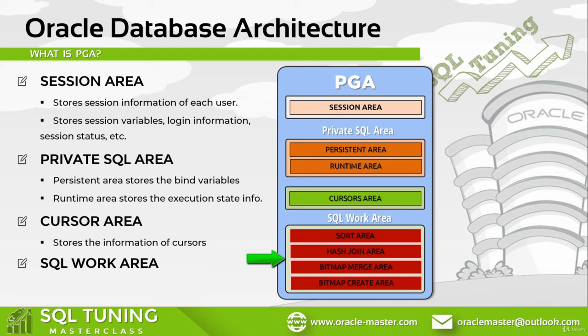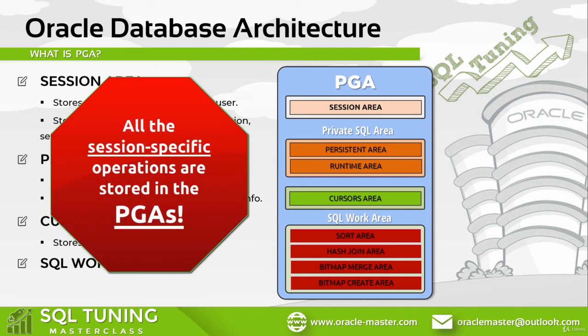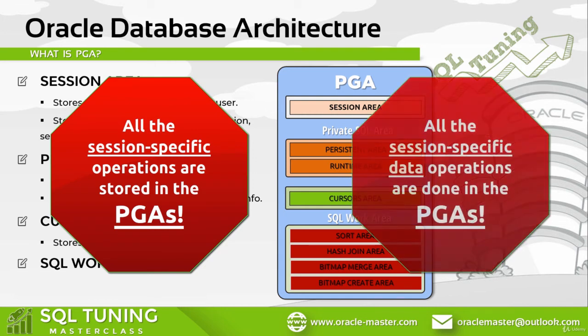Not so crucial to know where all these are done, but we will learn what these mean in the further lectures. We can think that, basically, a PGA has four major memory areas: session memory area, private SQL area, cursor area, and SQL work area. So what we understand from here is, all the session-specific operations are stored in the PGAs, and all the session-specific data operations are done here.